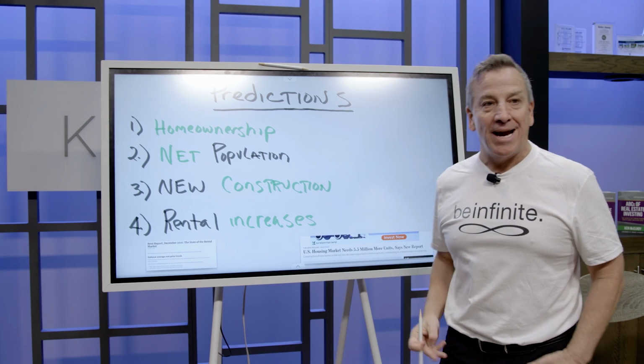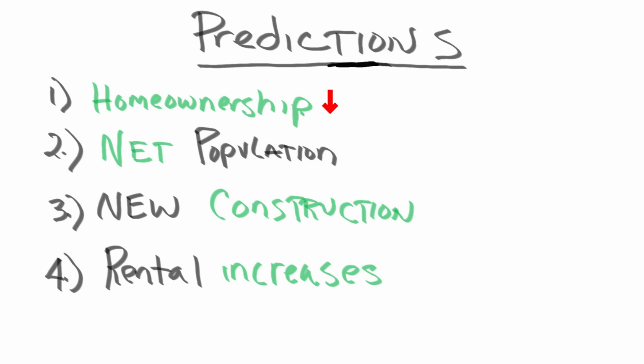So now the predictions. Home ownership rate will continue to drop because of affordability, and construction prices are going to drive the prices up. The second component is net population. And as you saw, we grew by 50 million people in the last 20 years. And net population is still going to go up, of course, in the next 10 years.